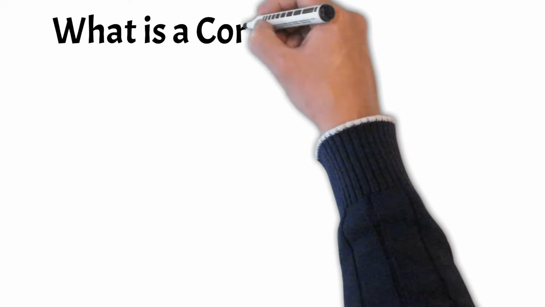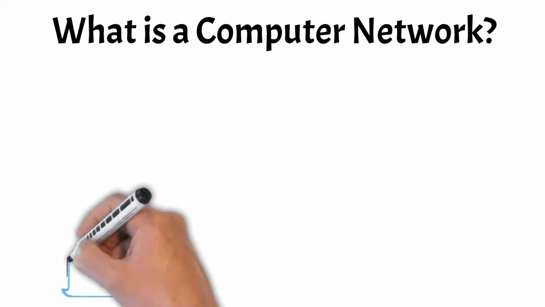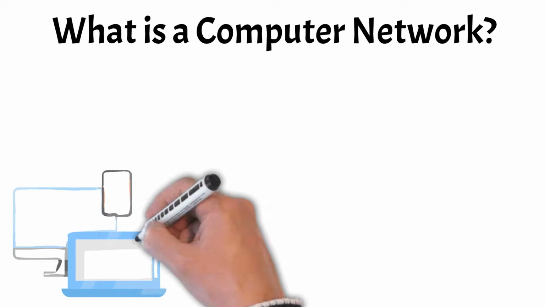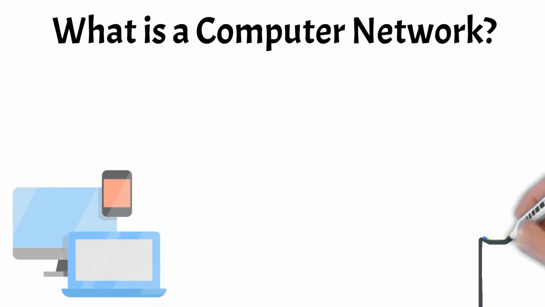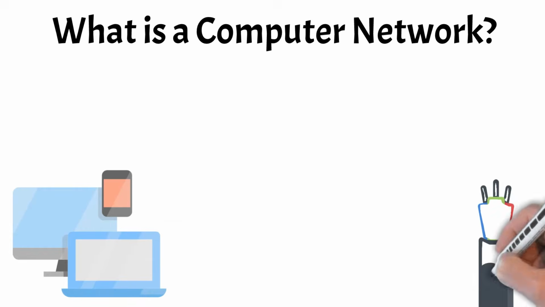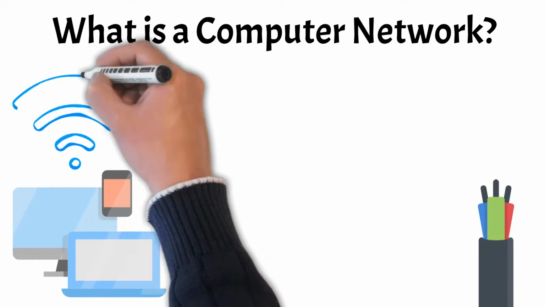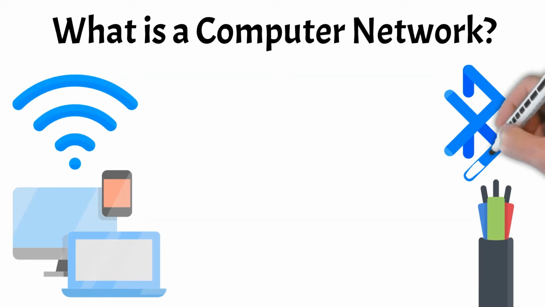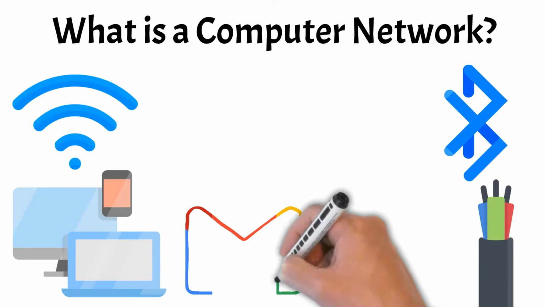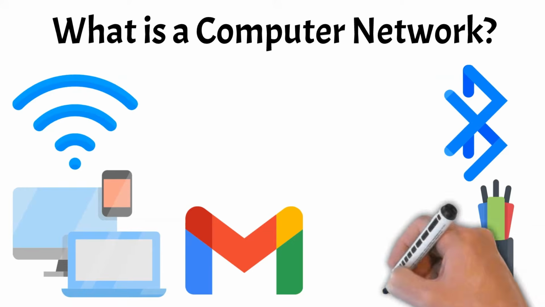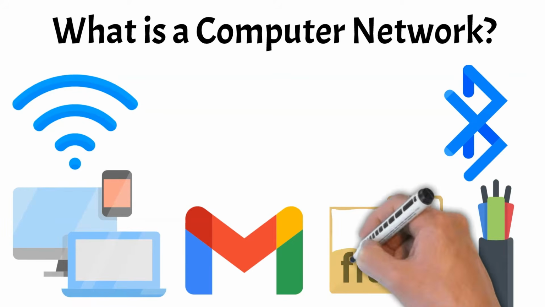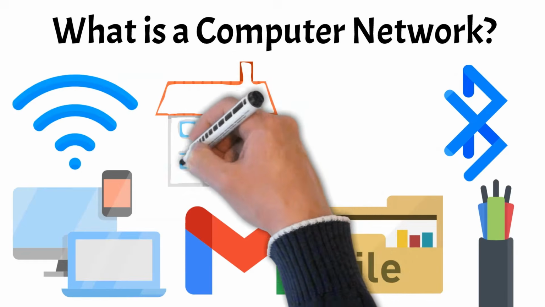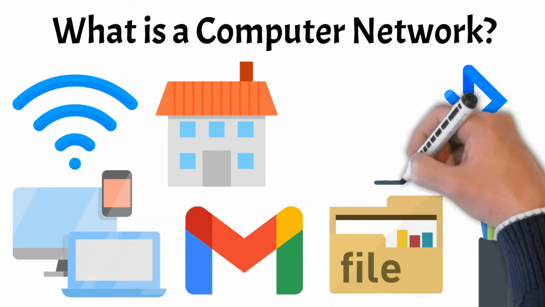A computer network is a system that connects two or more devices, such as computers, smartphones, or printers to share data, resources, or services. These connections can be wired, using cables, or wireless, relying on technologies like Wi-Fi or Bluetooth. Networks enable communication and collaboration, from sending an email to streaming videos or accessing shared files on a server. Depending on their size and purpose, networks can range from small personal setups to vast systems like the internet.